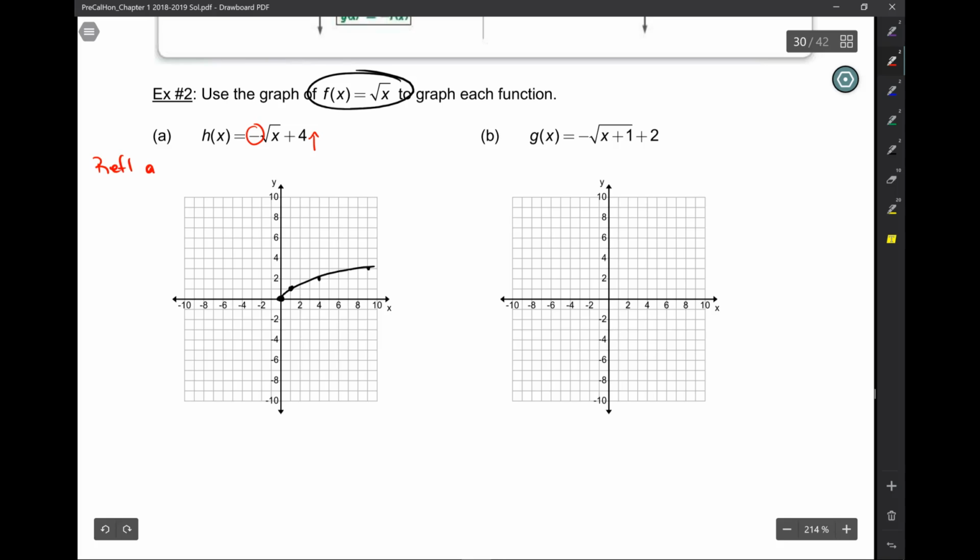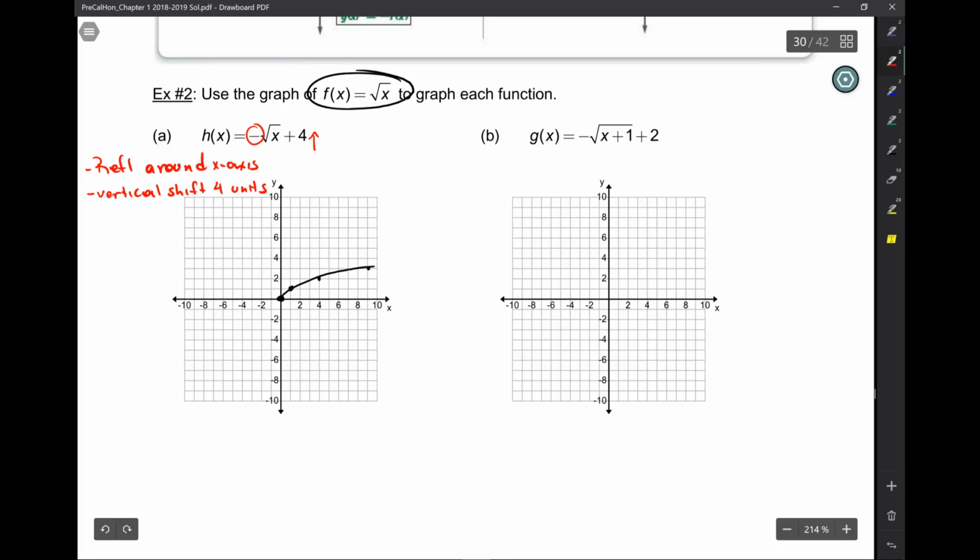Okay, I do ask on the quizzes or the test for you to actually write in words what's happening. Okay, so there is a reflection around the x-axis, and there is a vertical shift 4 units.